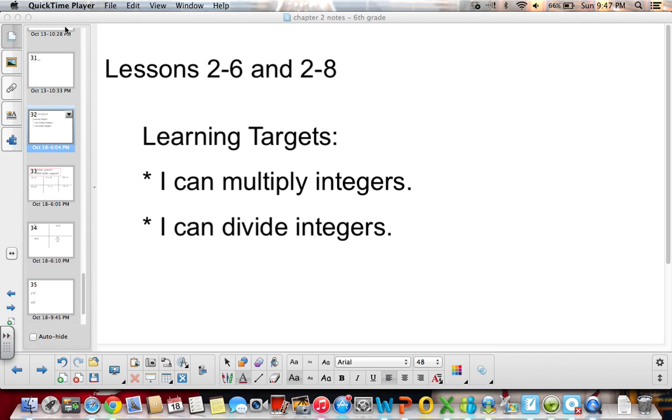Hi, sixth graders. We're on lesson 2.6 and 2.8. We're going to do it together in one video. So our learning targets are multiplying integers and dividing integers. Make sure you write this in your notebook, label the top correctly with 2.6 and 2.8, and write your learning targets down.